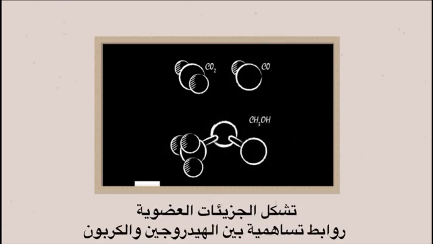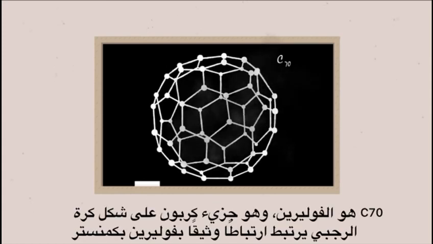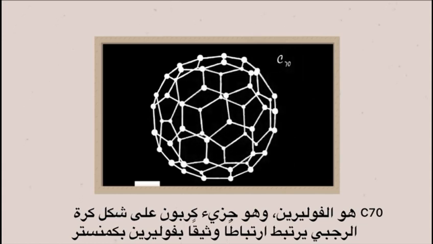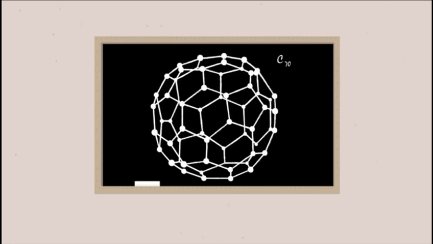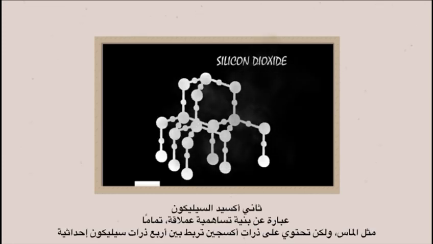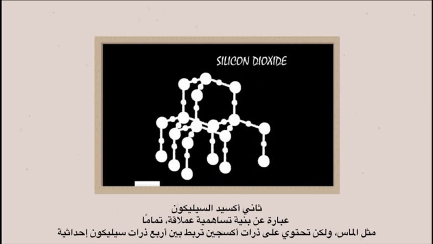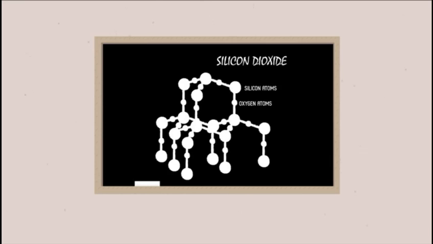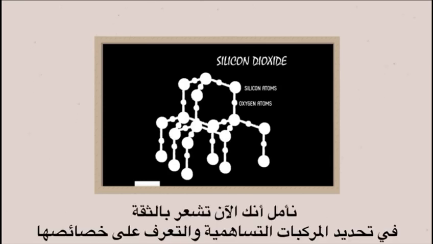Carbon dioxide, carbon monoxide, and methanol are all small molecules. Organic molecules form covalent bonds between hydrogen and carbon. C70 is a fullerene, a carbon molecule shaped like a rugby ball, closely related to the Buckminster fullerene. Silicon dioxide is a giant covalent structure and just like diamond, but has oxygen atoms bridging between 4 coordinate silicon atoms. Hopefully, you now feel confident identifying covalent compounds and recognizing their properties.